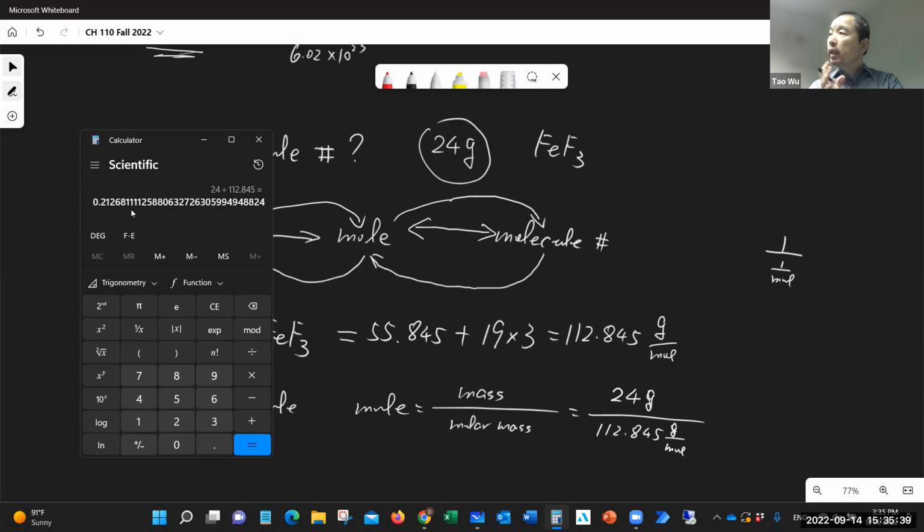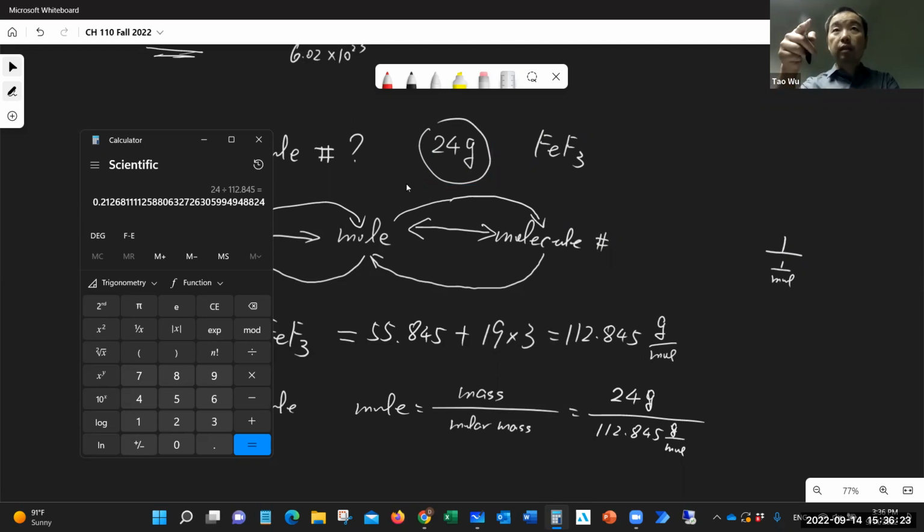When we solve this problem, the question is how many digits do we need to keep for this number? This is just an intermediate answer because we're not asking for moles. We're asking for the molecule number, right? So please don't round this to 0.21. You need to keep enough digits to make the calculation accurate. Do you understand what I'm talking about?